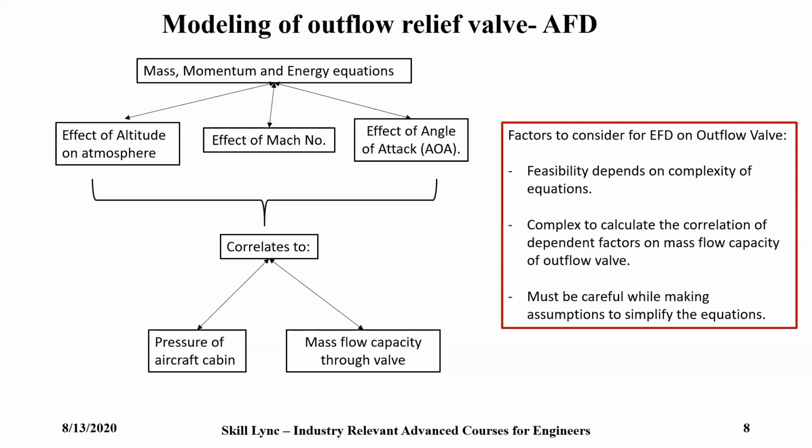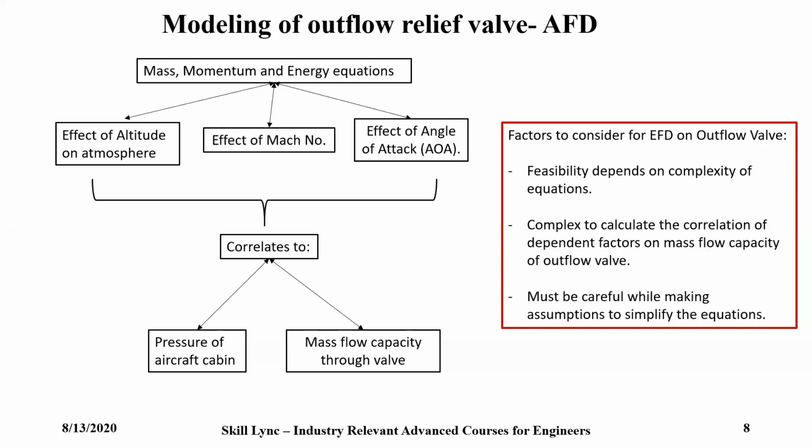It is not easy when you have a lot of dependent factors in the middle to have your equations directly reflect that, which means the use of AFD in any project depends on the complexity of equations. The feasibility will depend on how complex your equations get. When they get more complex, the way you make your assumptions also have to be carefully assessed. For example, we can make assumptions of incompressible flow or compressible flow. We can make assumptions in certain physical methods, which we will see later on. But the more assumptions we make to simplify the equations, we will be losing a part of the physics, which is necessary for our project, which means that AFD has more drawbacks in this particular project than it gives us results. So it is complex to calculate the correlation of dependent factors on the mass flow capacity of the outflow valve over here.